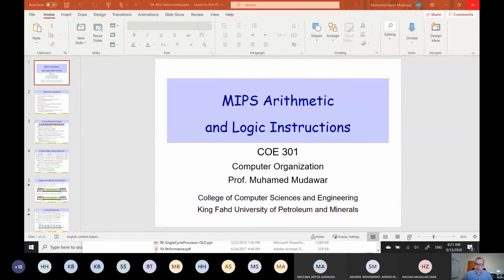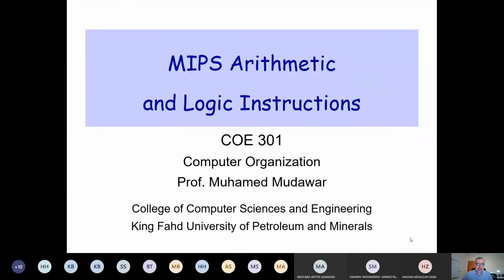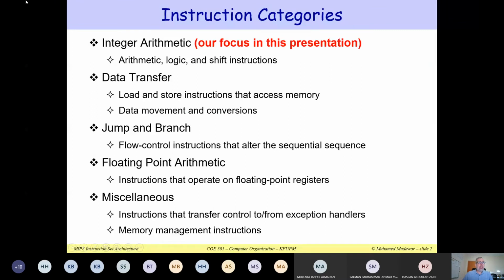Today I would like to talk about a new topic, which is MIPS arithmetic and logic instructions. So there are different categories of instructions. We have integer arithmetic, and this will be our focus in this presentation. So we have the arithmetic, logic, and shift instructions. We have a group of instructions which are called integer arithmetic.